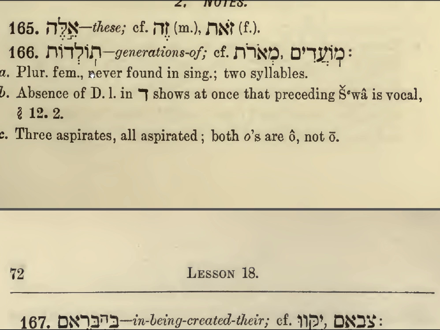It's got two syllables. Toledot, it's plural, feminine, never found in singular. The absence of the dagesh lene in the d here shows us that this here is a vocal shva. Toledot. If this was a silent shva, there would be a dagesh here, and the syllable would end there, but it doesn't. The syllable ends here. Toledot.